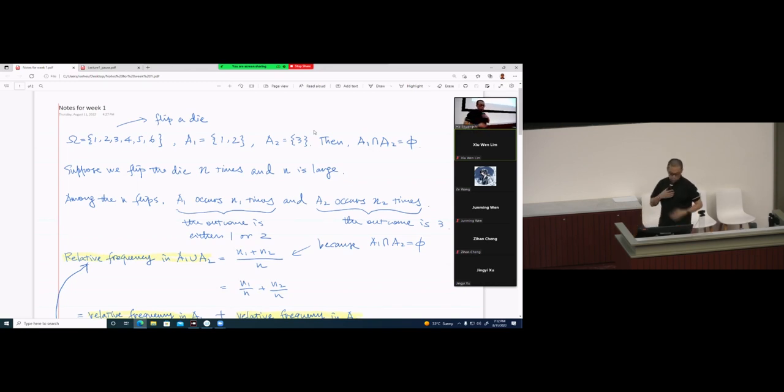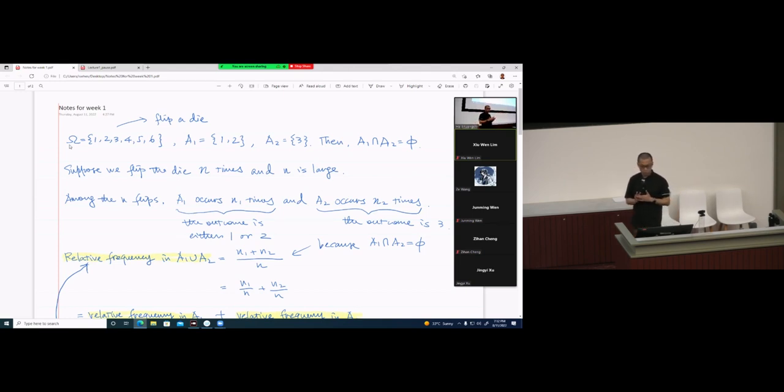So this is my handwritten notes. Let's consider an example like this. Suppose we flip a die. We know that when we flip a die, the sample space will be like this, 1 up to 6, right?